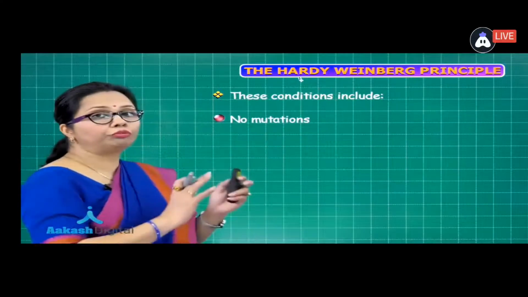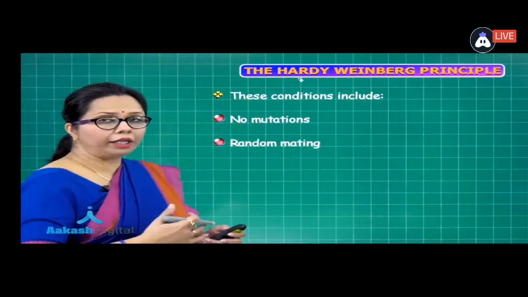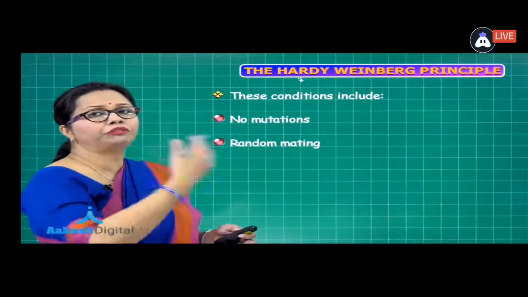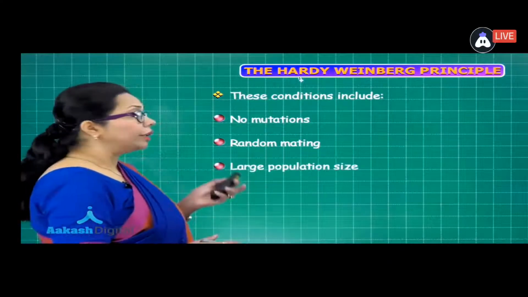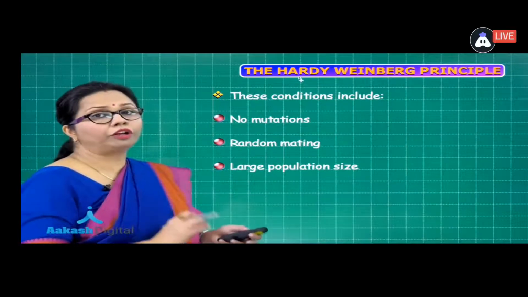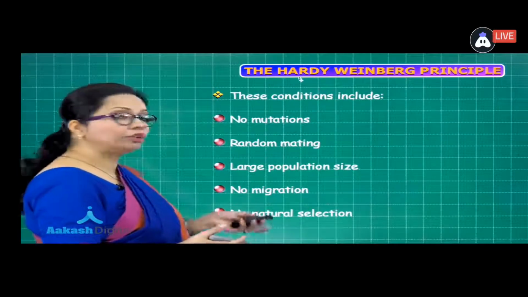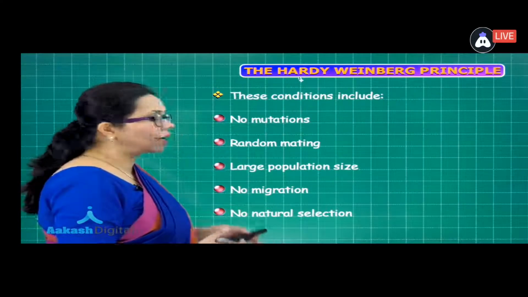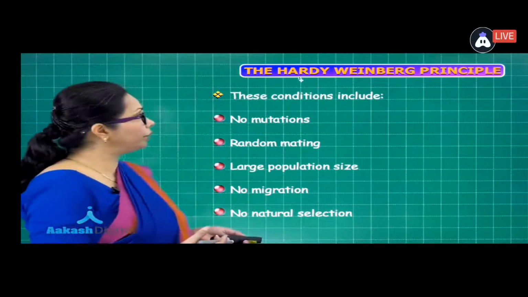Those are that there should be no mutations. There is only random mating. Random mating is that any individual of a population is free to mate with another individual of the population. There are no restrictions. The population size is quite large. Then only the Hardy-Weinberg principle operates. There is no migration. And last but not the least, there is no natural selection. So if these conditions are met, only then we will say that the population is in Hardy-Weinberg equilibrium.